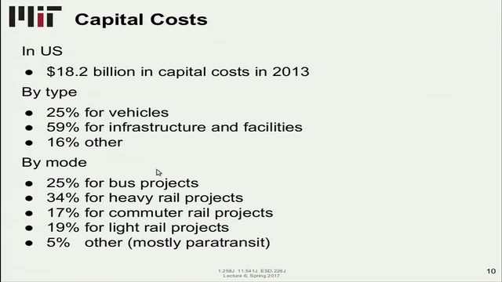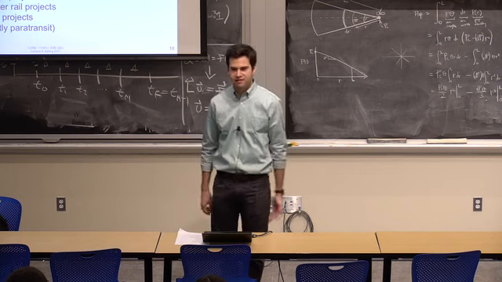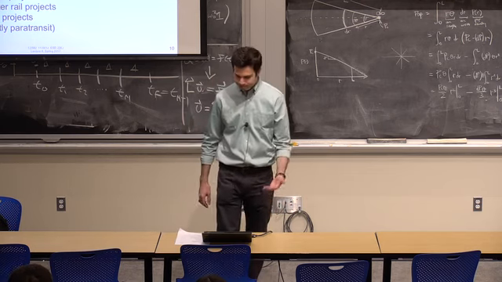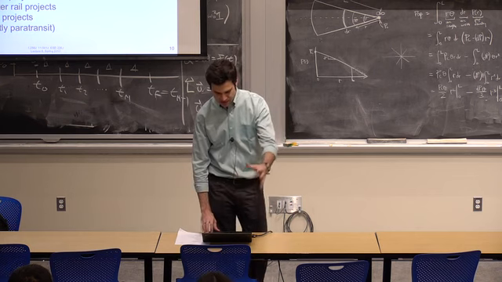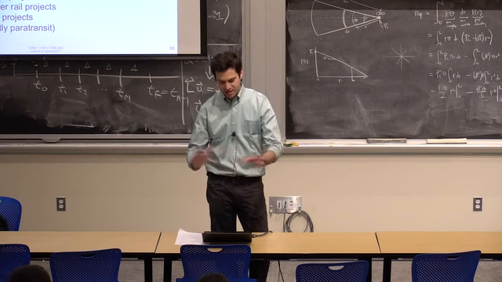By mode, about a quarter was spent on bus projects, about 35% on heavy rail projects, and then a little less on commuter rail and light rail, and then 5% in other modes, and that's mostly paratransit or demand responsive, as they call it in the APTA Fact Book. So that gives you an idea of how the U.S. in any given year distributes its capital expenditures.